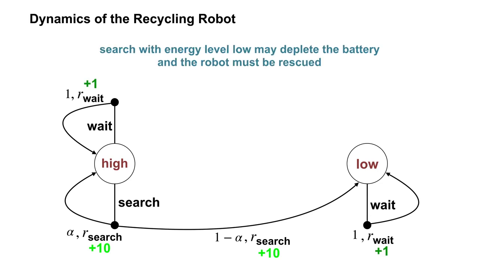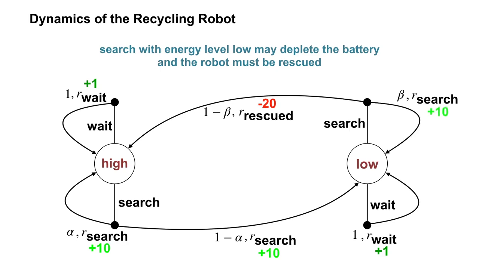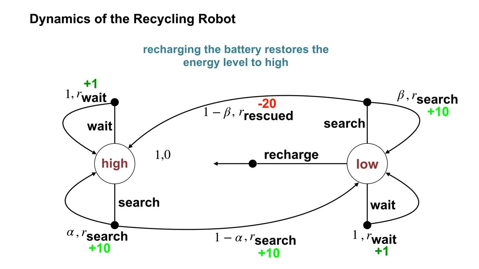Searching when the energy level is low might deplete the battery. Then the robot would need to be rescued. Let's write this probability as 1 minus beta. If the robot is rescued, then its battery is restored. However, needing rescue yields a negative reward of R rescued. For example, R rescued could be minus 20 because we are annoyed with the robot. Alternatively, the battery might not run out. This occurs with probability beta, and the robot receives a reward of R search. Taking the recharge action restores the battery to the level high and receives a reward of 0. And that's it. We have completely specified the MDP for the recycling robot problem.